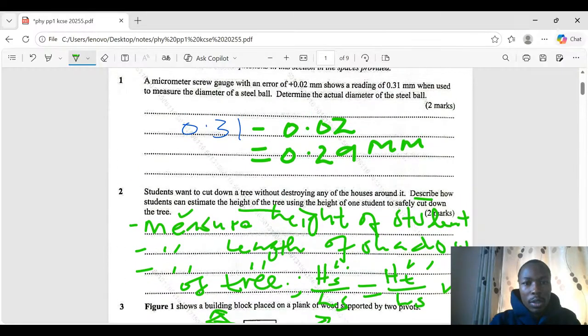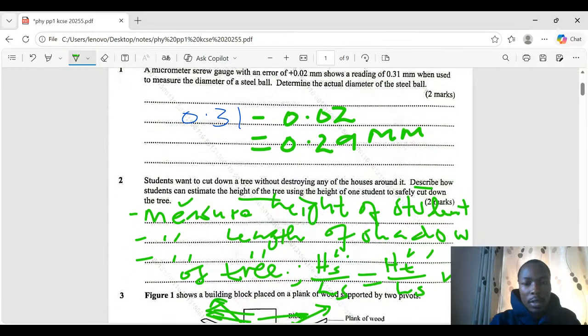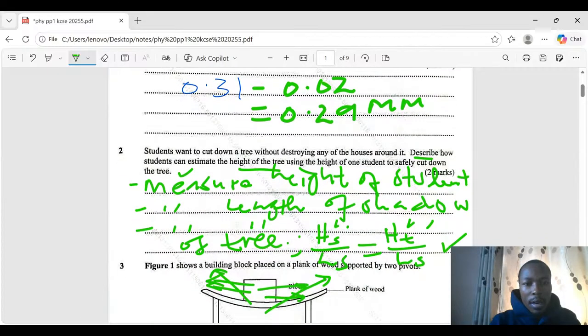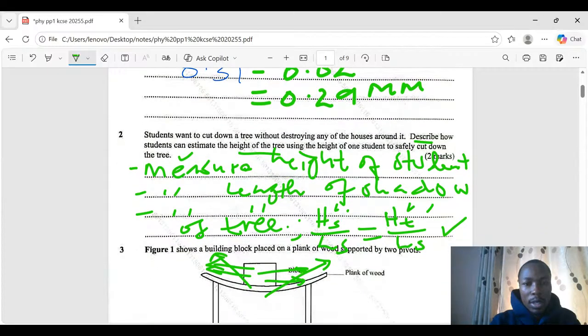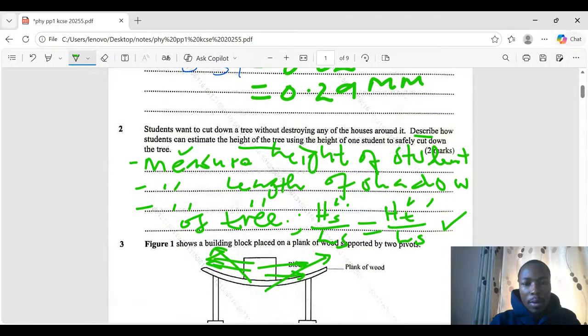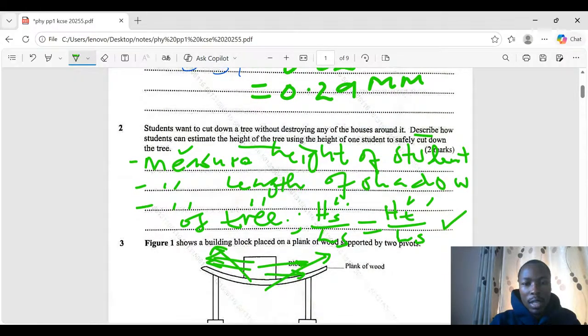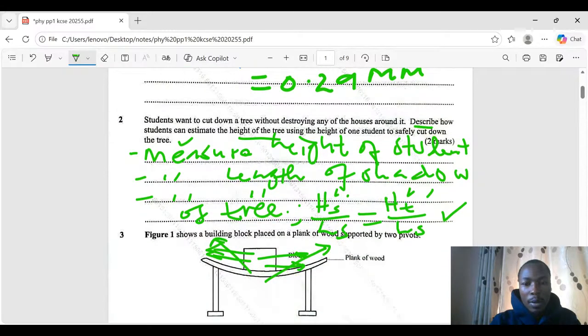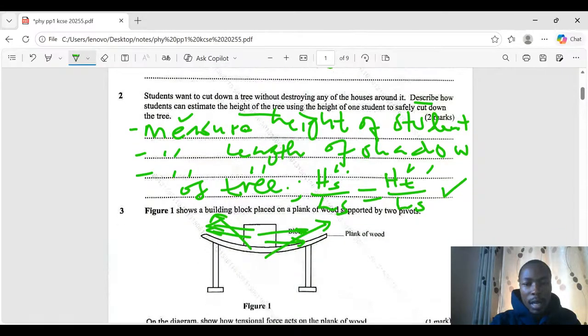So for the first question, you only subtract 0.2, and you get 0.29 millimeters. Then the second question: you estimate the height of the tree using the height of one student. So you measure the height of a student, then you measure the length of the shadow of the student, then you measure the length of the tree's shadow. Then using that formula, you are going to have the height of the tree as symbols like that.